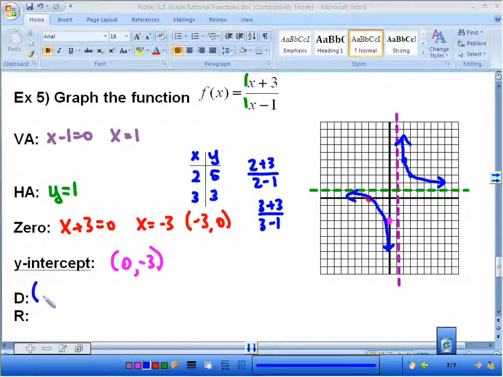The domain is all the values except for the 1. And the range, all the values except for the horizontal 1.